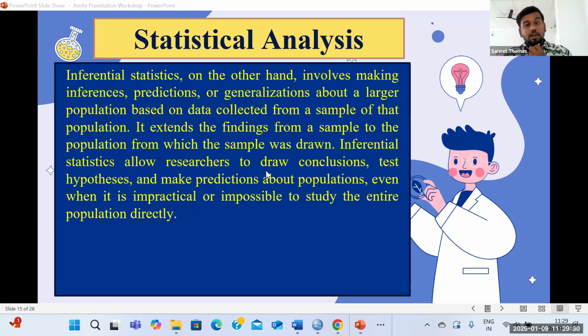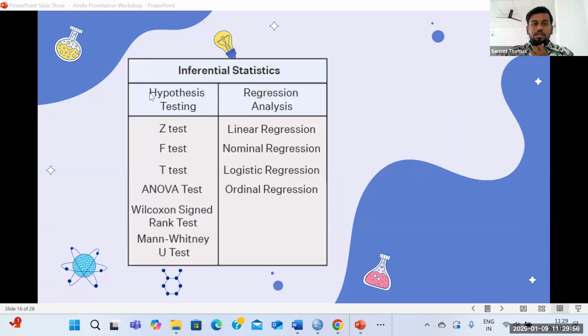When we look into inferential statistics, we will collect and analyze the data and make inferences. We will come up with conclusions: how it is impacting, affecting, or influencing, what the relationships are, and what the predictors are. All such things we analyze under inferential statistics.